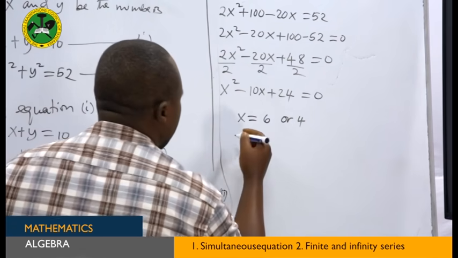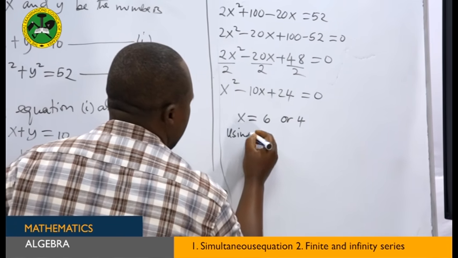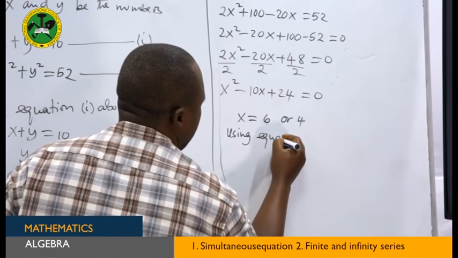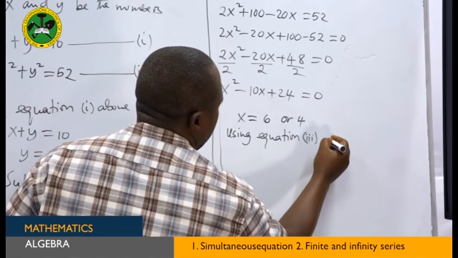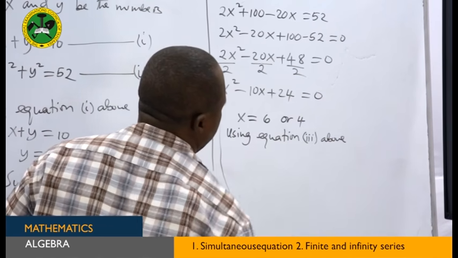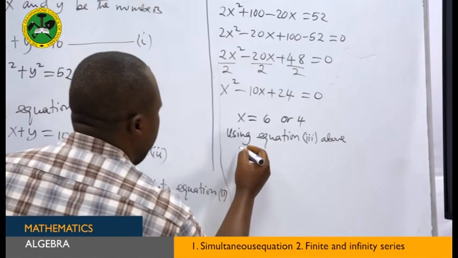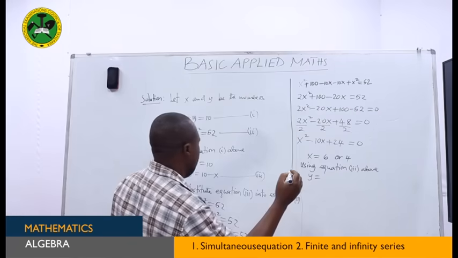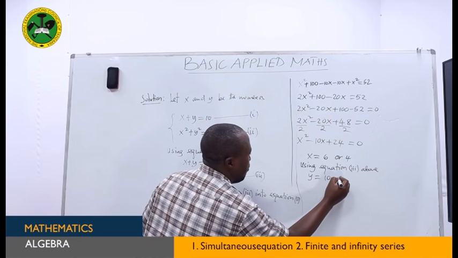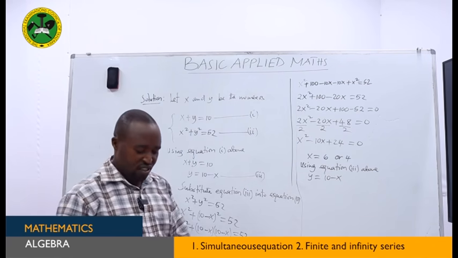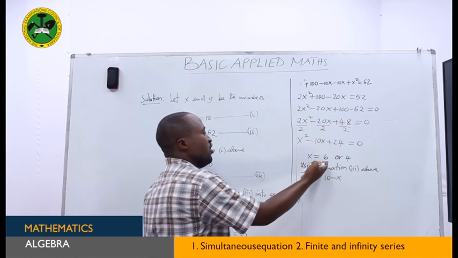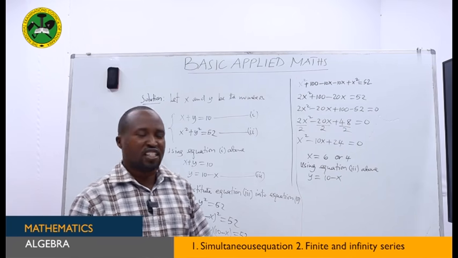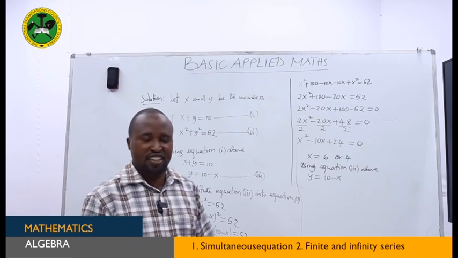Now, using equation 3 above, we have y is equal to 10 minus x. Y is equal to 10 minus x, but we have values of x. So it's just a matter of substituting values of x.